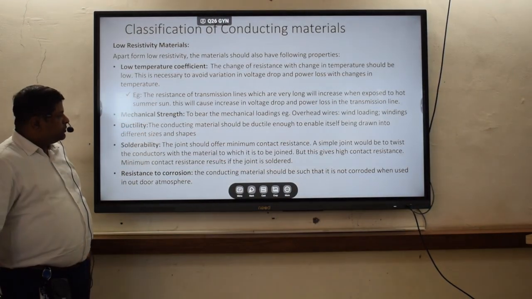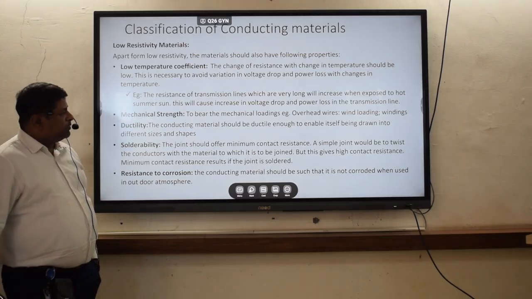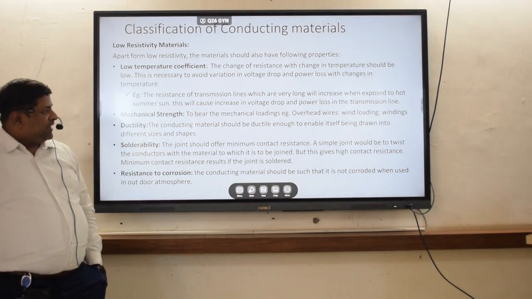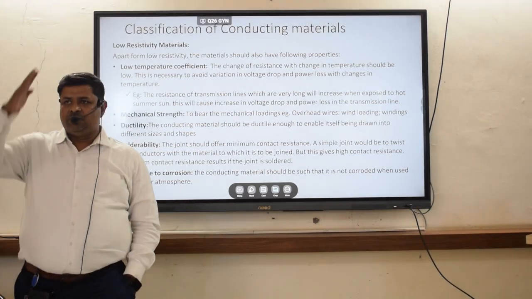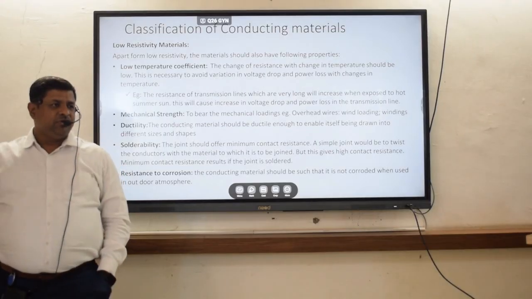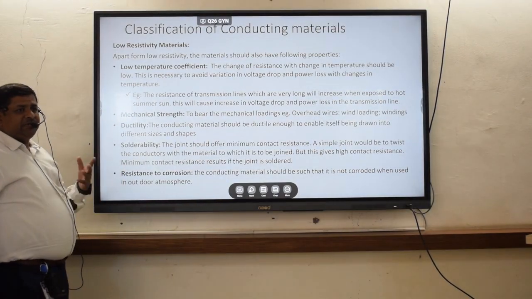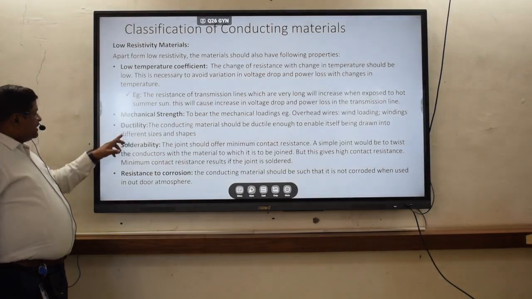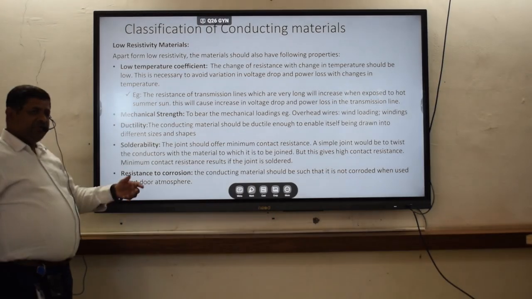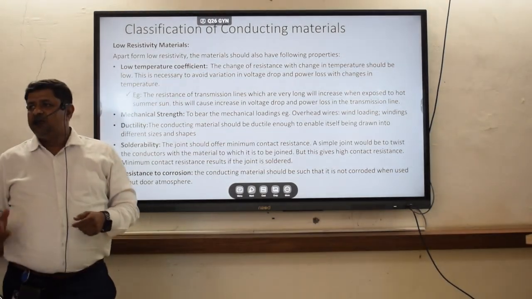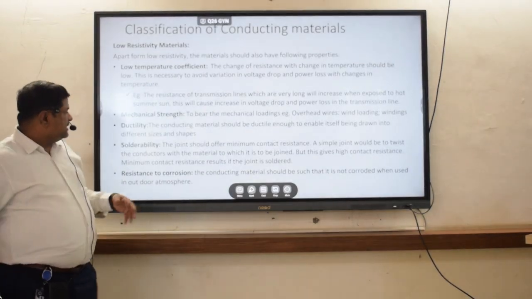Mechanical strength: to bear the mechanical loading, for example overhead wires or winding loads. So ऊपर वाले जो wires एक pole से दूसरे pole तक जा रहे हैं, they should also have mechanical strength. बीच में किधर टूटना नहीं चाहिए. So mechanical strength is also required. Ductility, that means it should be flexible. It should not be rigid.